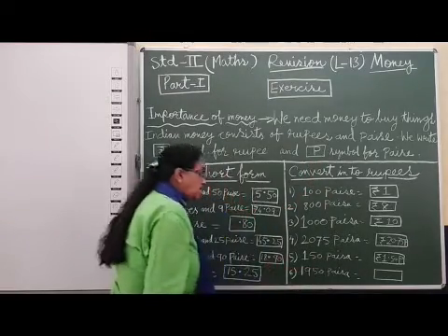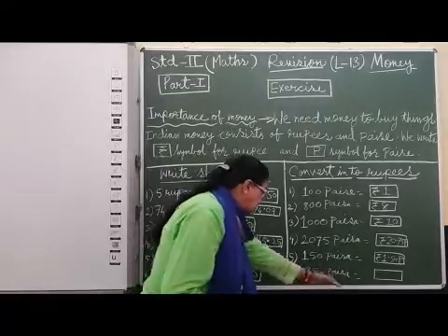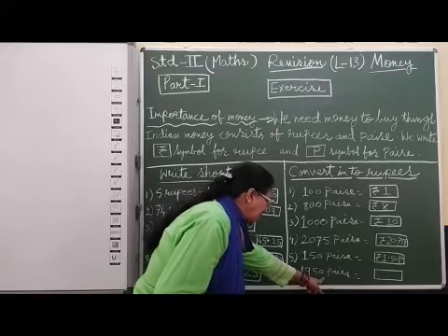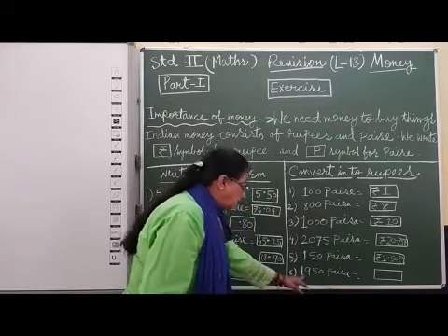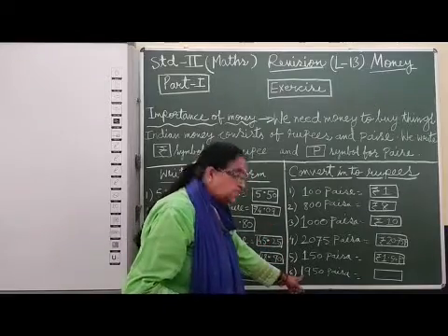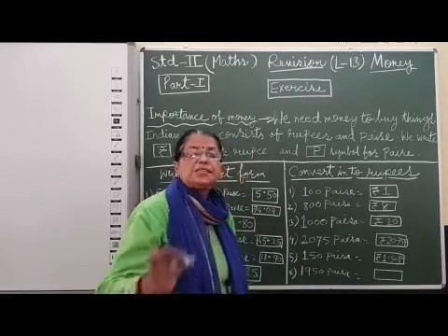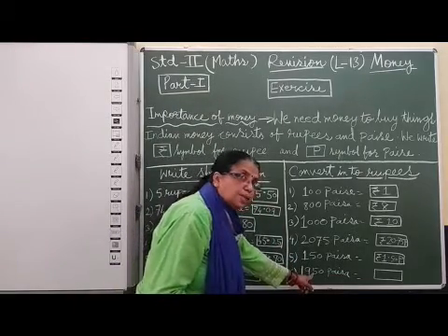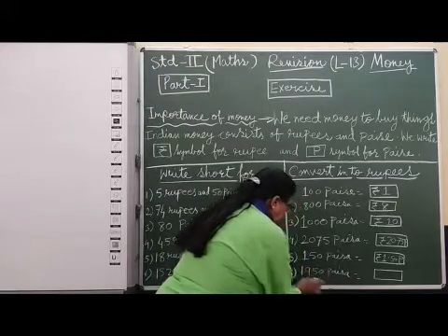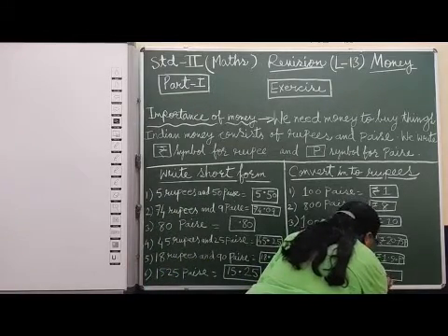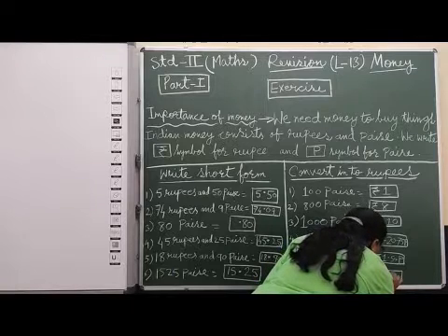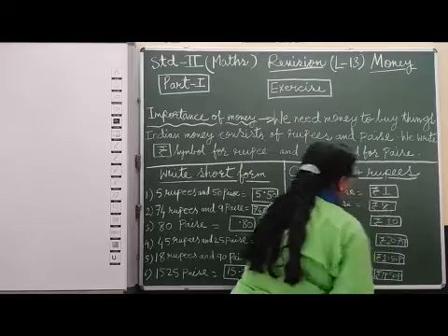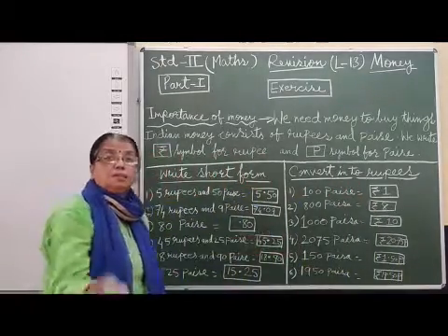Now 1950. Here paise is given, we have to write in rupees. Once again, 1000 paise plus 900 paise, that is 19 rupees. 1000 paise means 10 rupees, 900 paise means 9 rupees, 10 plus 9 is equal to 19 rupees. Then 50 is separate, that is paise. So rupees 19.50. This way we have to write rupees and paise.